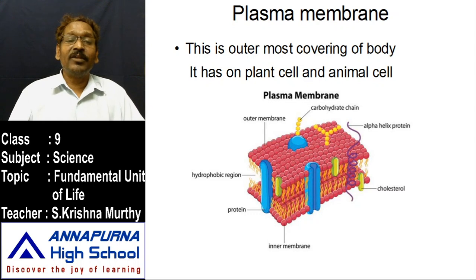This outer covering of the animal cell and plant cell protects the inner parts from the external environment, because the external environment may have very different conditions from the inner body. To protect it, it acts as the first line of defense of the body in animals. What is the first line of defense of the animal body? The plasma membrane is the first line of defense of the body.